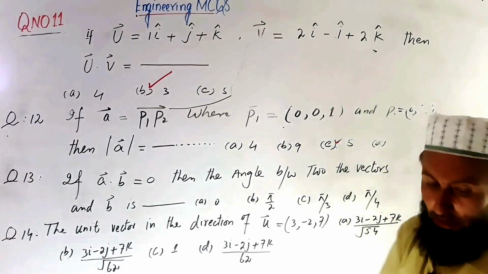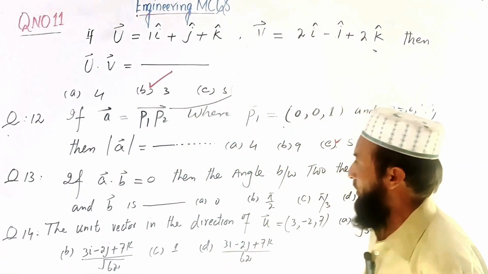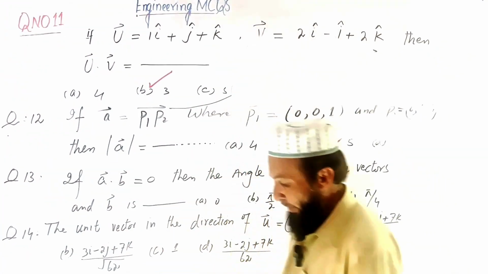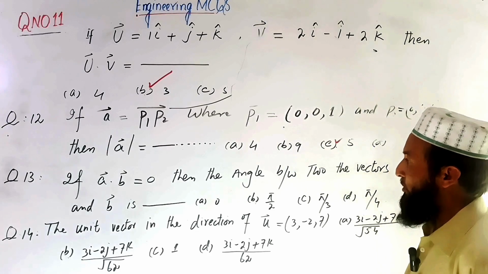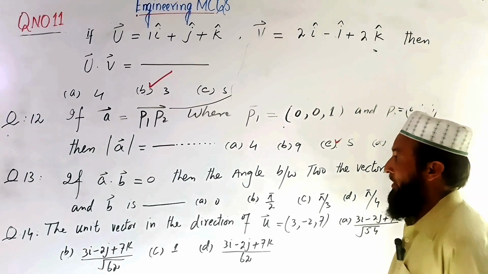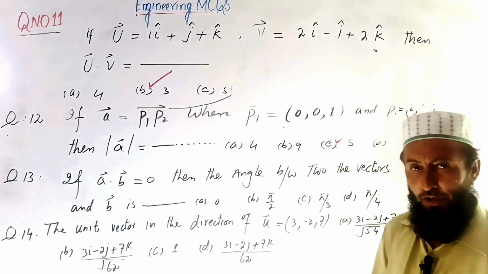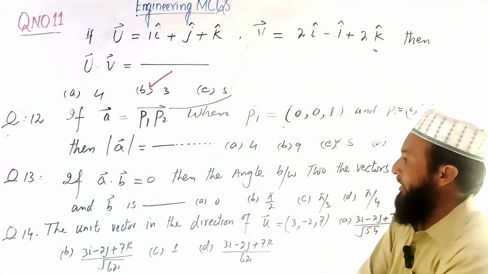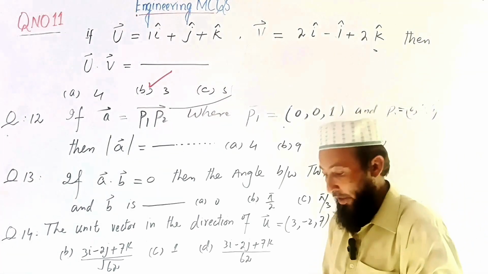Now the third one, question number 13. If A dot B is equal to 0, it means that A is perpendicular to B vector. So their result is equal to 0. This is the definition of the dot product. So both are perpendicular to each other and the angle between them will be equal to 90 degrees.